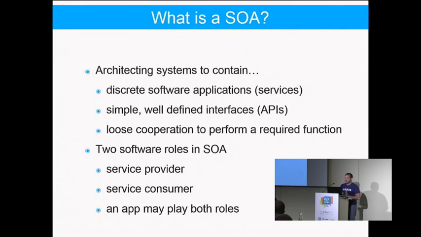So a SOA is something that I like to pronounce TLAs, or TILAs, you know, three-letter acronyms. A SOA is a system that you've architected in a specific way. That system should have discrete software components. Those are basically running programs, and those are called services. Those running programs should have simple, well-defined APIs or interfaces, and those are the APIs through which they're going to communicate. Then you can loosely coordinate or loosely federate these services to achieve some sort of business goal.